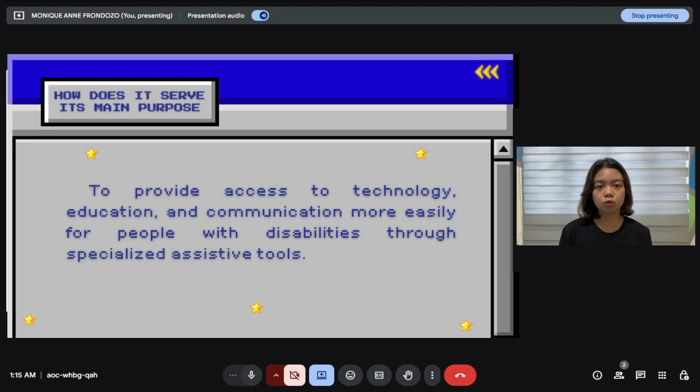So by offering these tools, the computer helps people with disabilities to perform tasks, access information, and work effectively, just like others. That they can also work just like other normal people. And it shows equality and accessibility, ensuring that everyone has the opportunity to learn, work, and connect through technology.